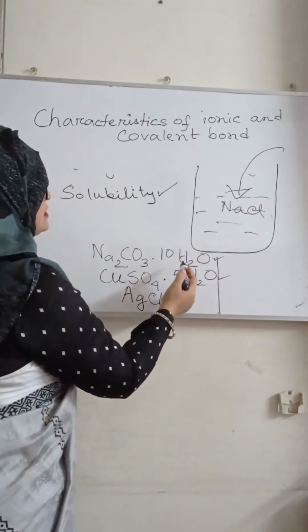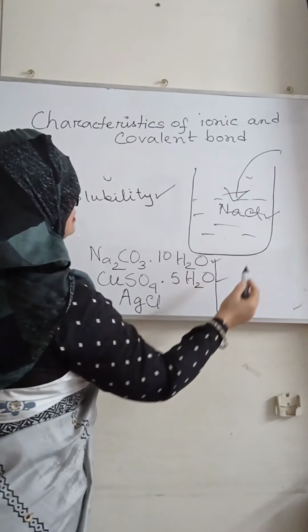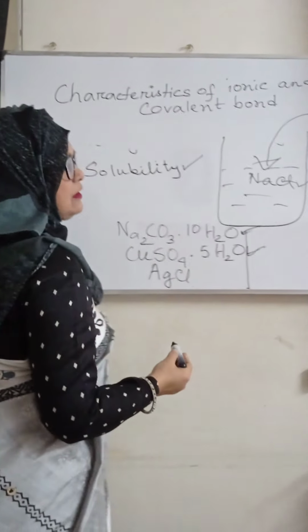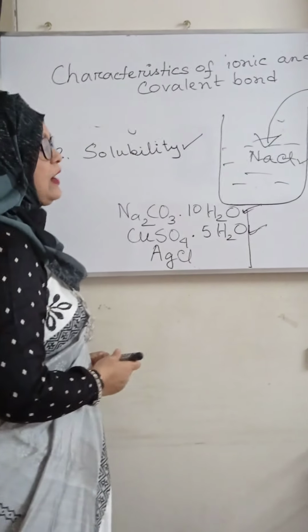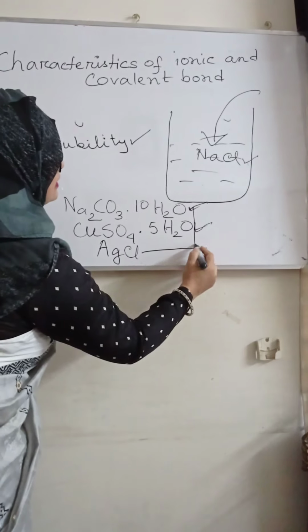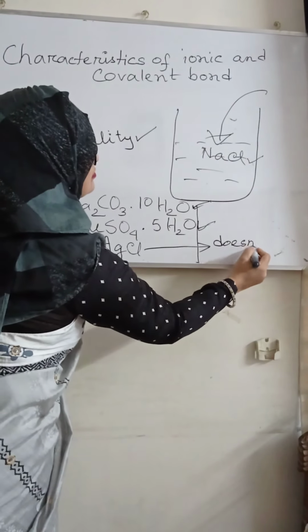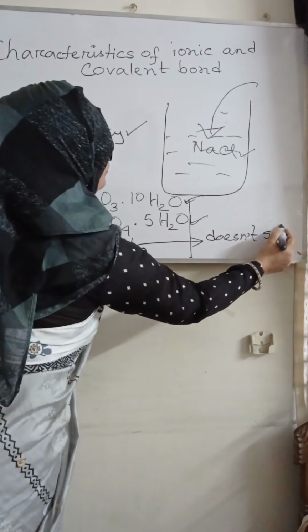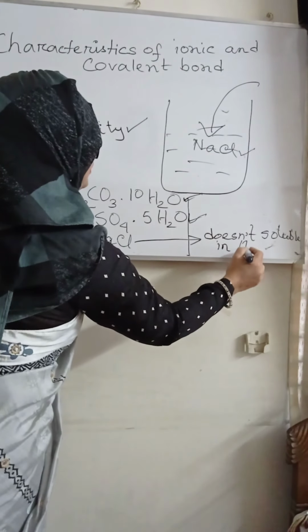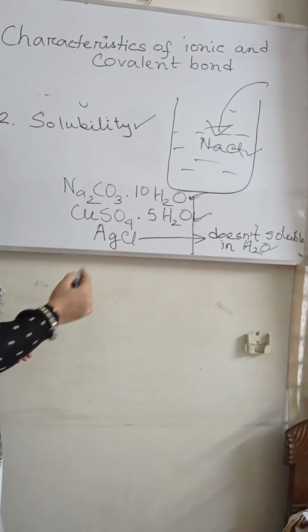From the experiment, we can see that sodium chloride, washing soda, and copper sulfate are dissolved in water. That means they are soluble in water. But silver chloride doesn't dissolve in water, though silver chloride is an ionic compound.